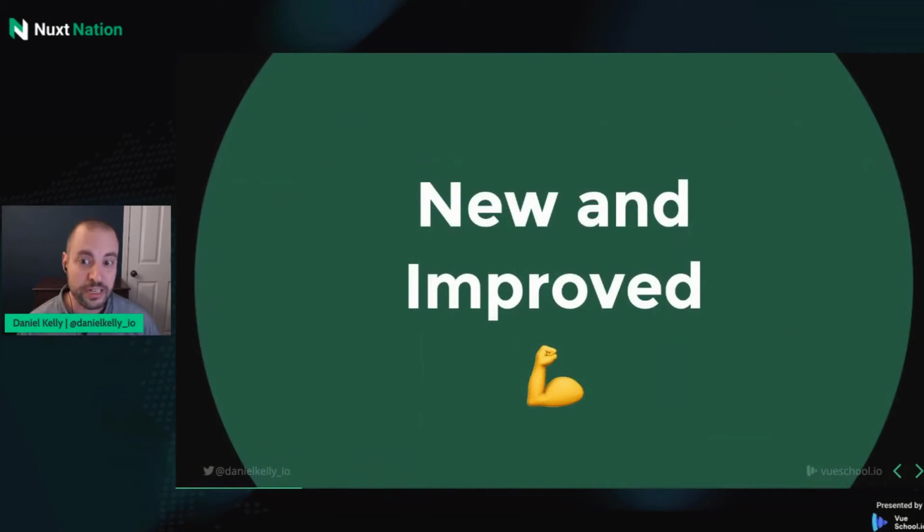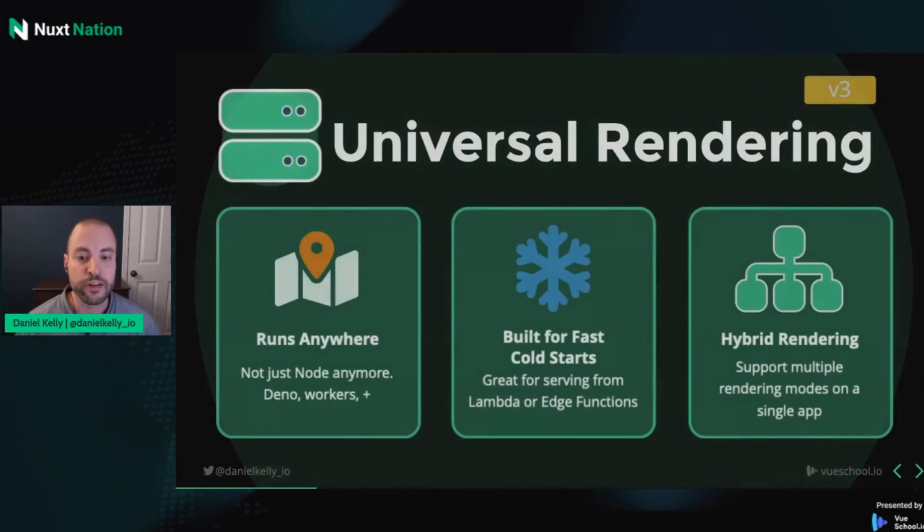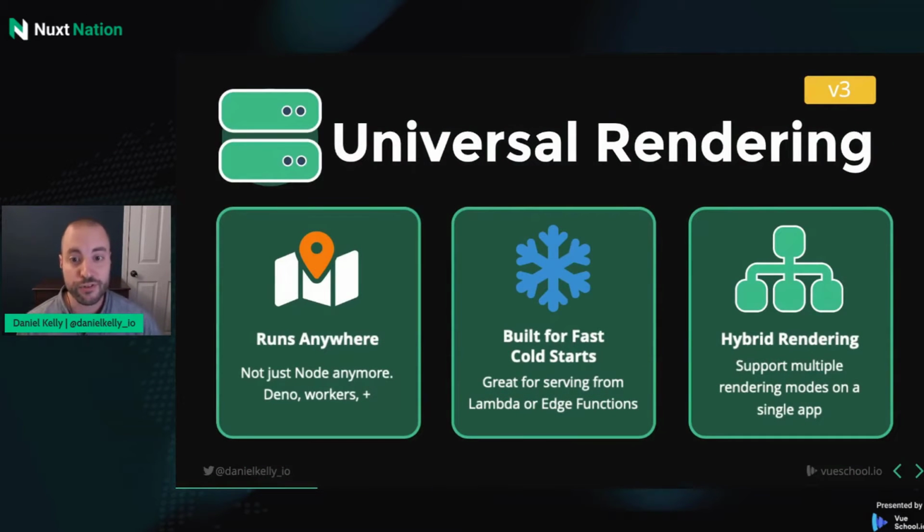But with Nuxt 3, we really level up this universal rendering with several different things. First of all, we're no longer talking about just running Node apps on Node servers, right? In today's era, serverless architecture is becoming more and more prevalent. And Nuxt 3 is really built to take advantage of that, right? We can run in Deno, we can run in service workers, we can run in Cloudflare workers, and we can do it all with super fast cold start times. So Nuxt 3 is just leveled up in where and how we can deploy our app.